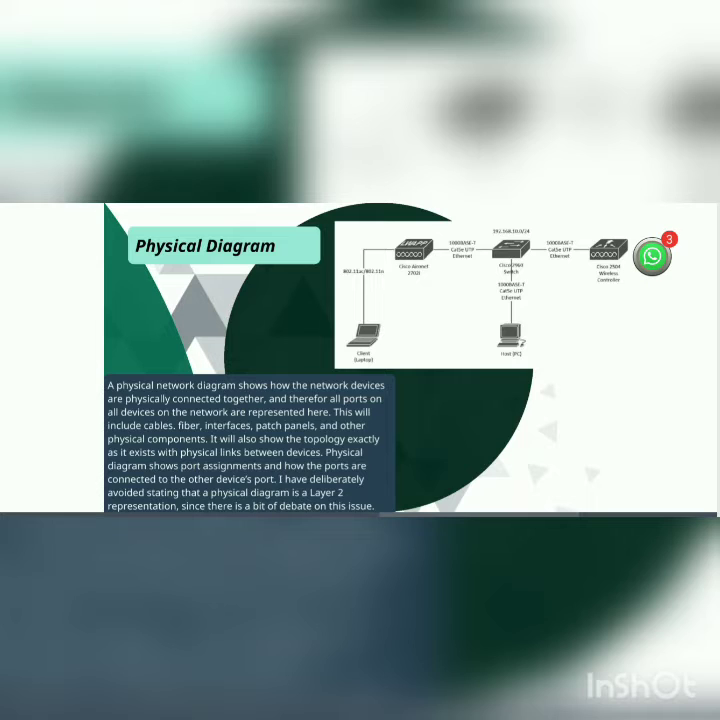Physical diagram shows port assignments and how the ports are connected to the other device port. I have deliberately avoided stating that a physical diagram is a layer 2 representation, since there is a bit of debate on this issue.